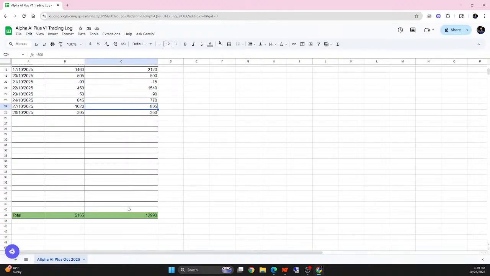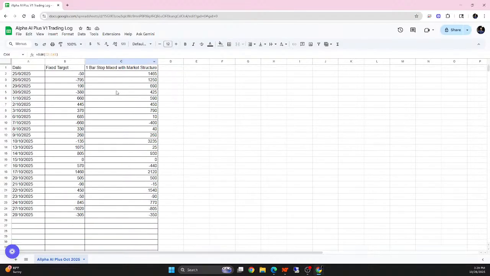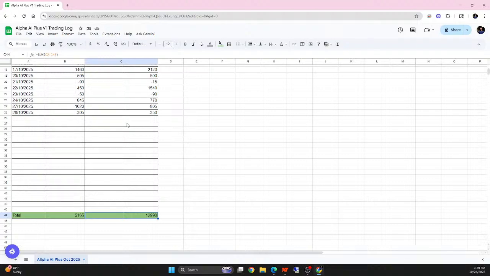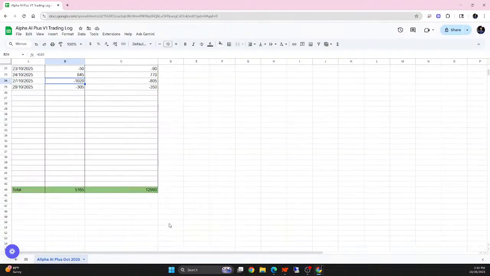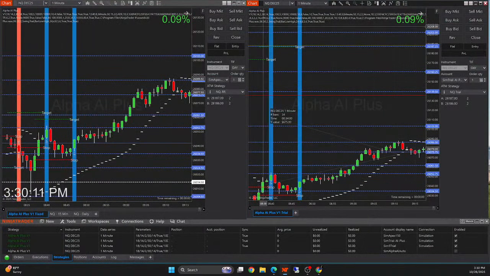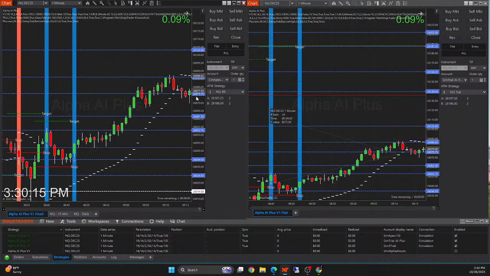So this actually, the $12,000 using the moving trailing stop, and then $5,000 profit with $1,000 drawdown using the fixed target. So obviously this one is more profitable, but depending on what you prefer, some people don't like that, right? I don't want to trail my stop. I don't want this hassle. I want to just fix the target. You can do that.